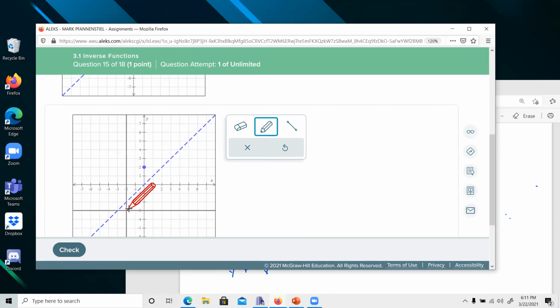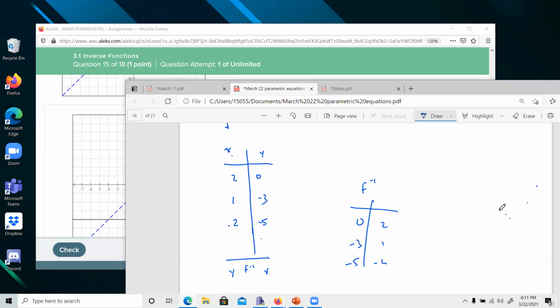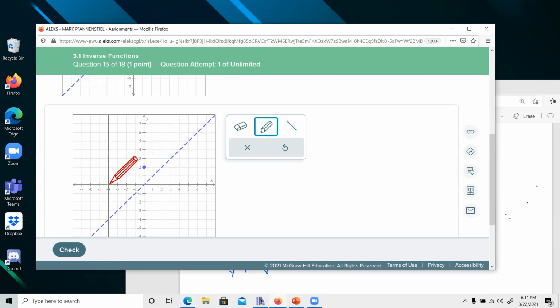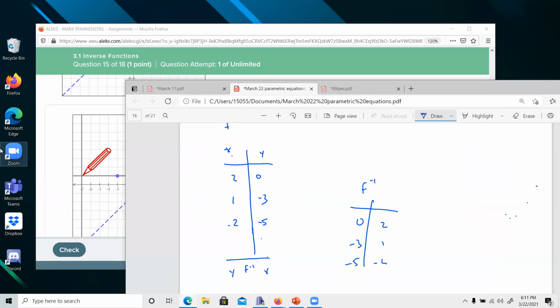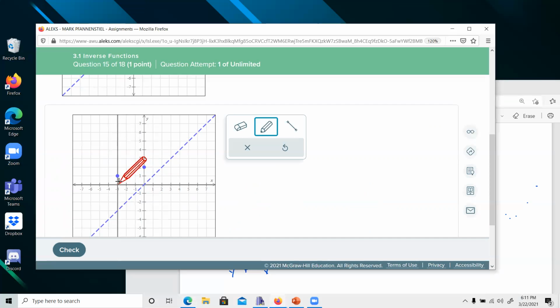So we have 0, 2. We had negative 3, 1, so here's negative 3, 1. And then we had negative 5, negative 2. And then we'll go ahead and connect the dots.